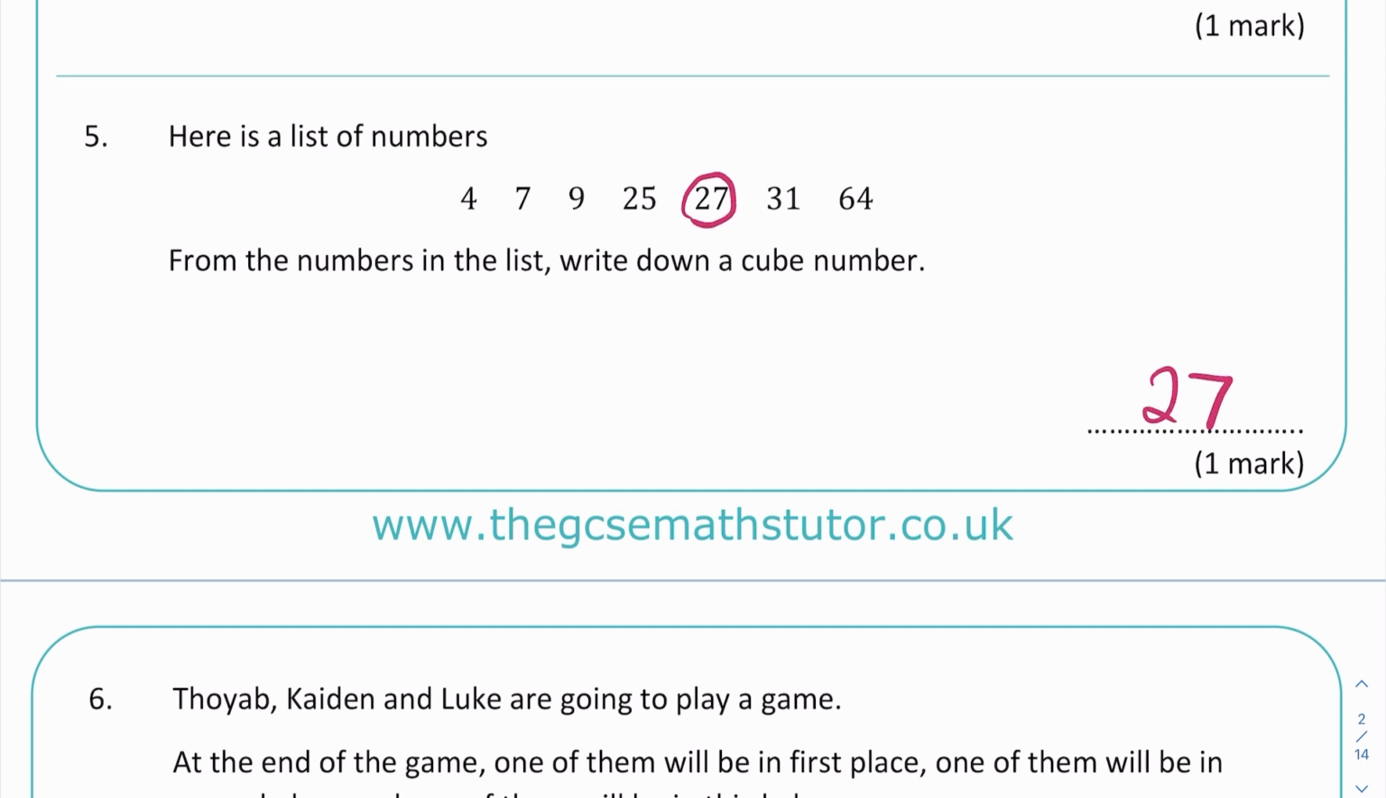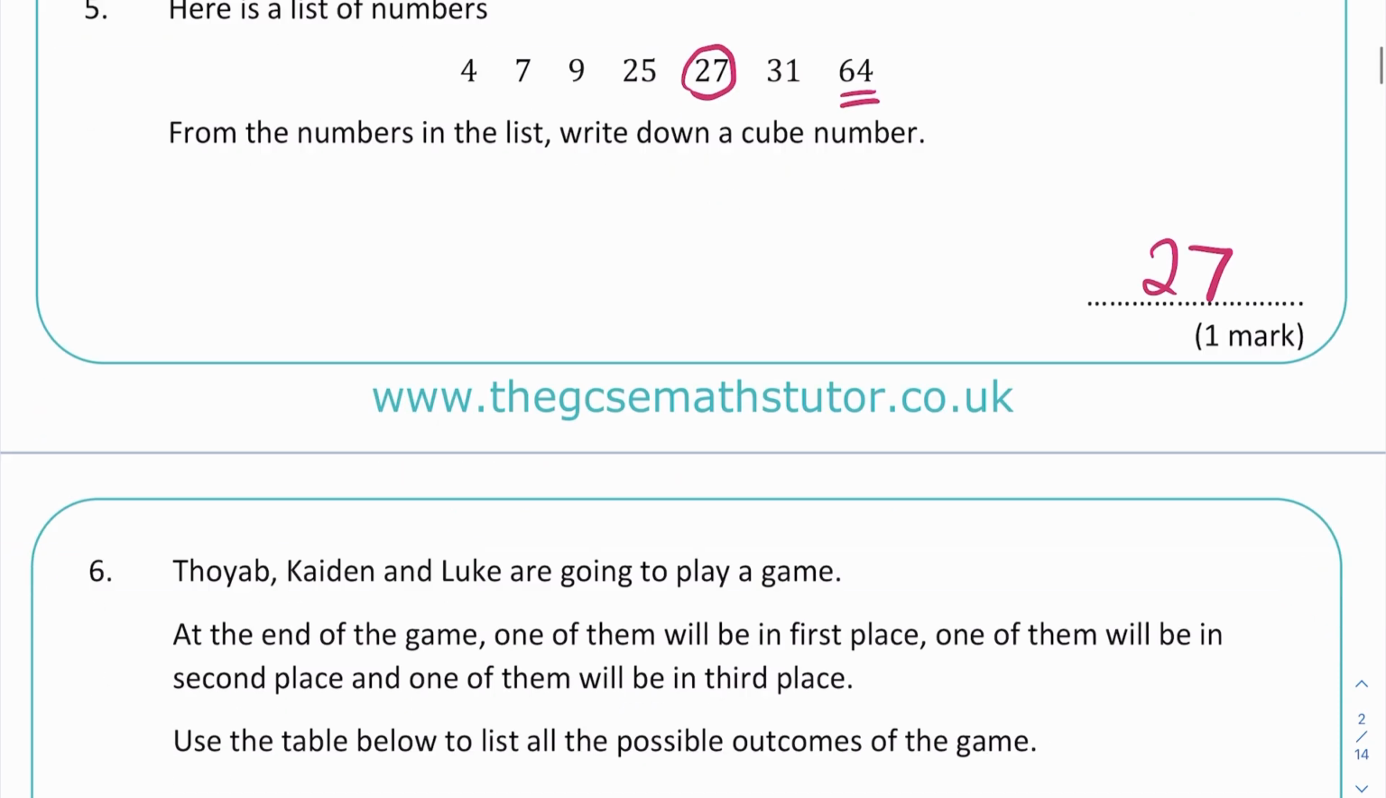And there we go, absolutely fine. But let's just check to see if there's another one. 4 times 4 is 16. Times 4 again is 64. So you could actually have written down 64 as well. Both of those are cube numbers. But there we go, we've just gone for a cube number, and I've gone for 27. On to the next one.